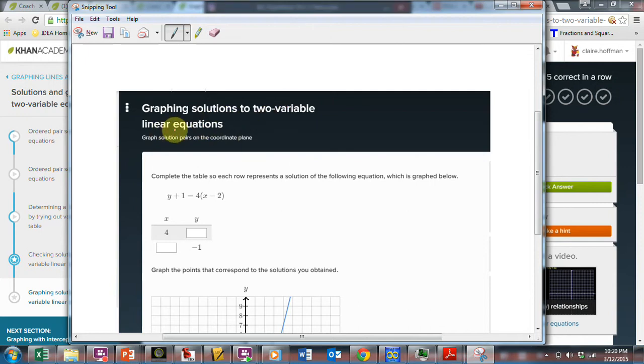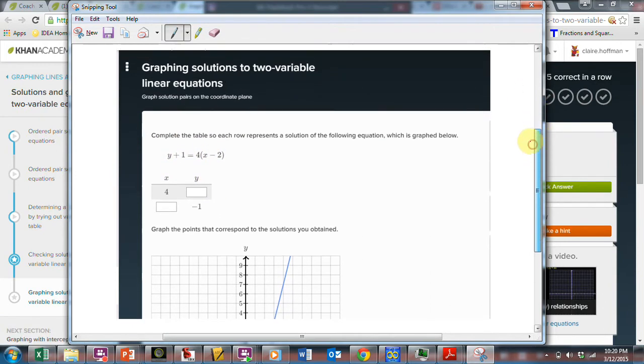Graphing solutions to two variable linear equations. Two variables, that's referring to my x and also to my y. I have two variables here, and this is going to make a line.